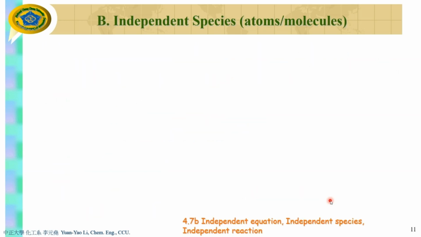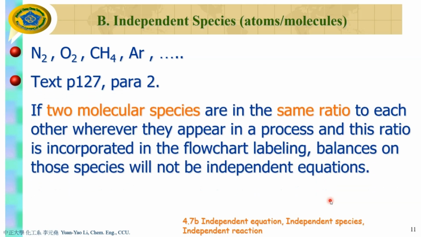Right. So how about independent species? For example, you have nitrogen, oxygen, methane, and argon. These four chemical species. If two molecular species are in the same ratio to each other, whether they appear in the process or the ratio is incorporated in the flowchart labeling, balances on those species will not be independent equations.